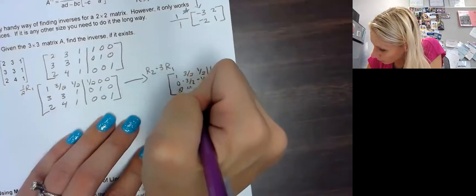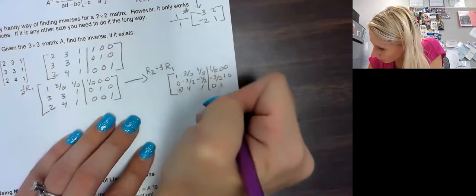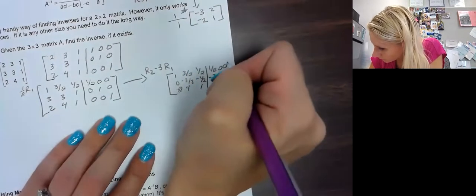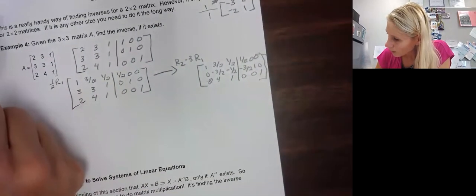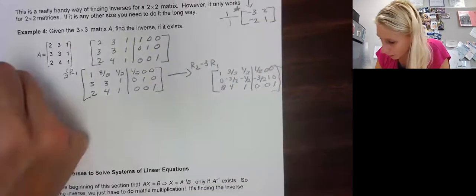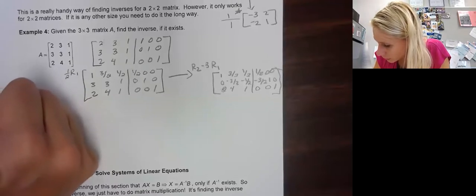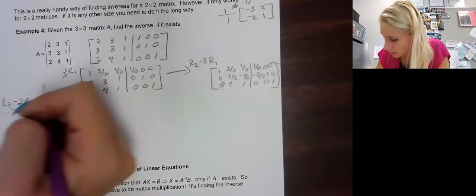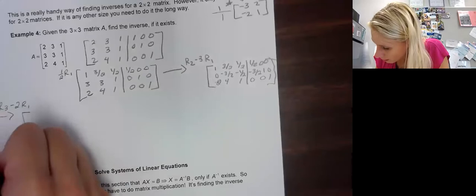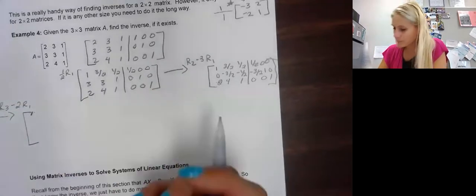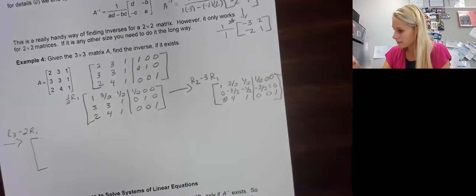2, 4, 1, 0, 0, 1. Okay, what would be my next one? Well, I need to get a 0 down here, right? So I would have row 3 minus 2 of row 1. Right, what does that give me?